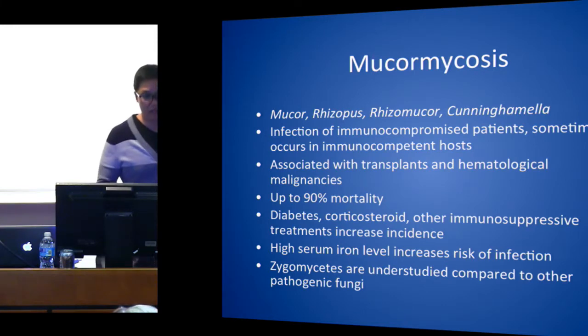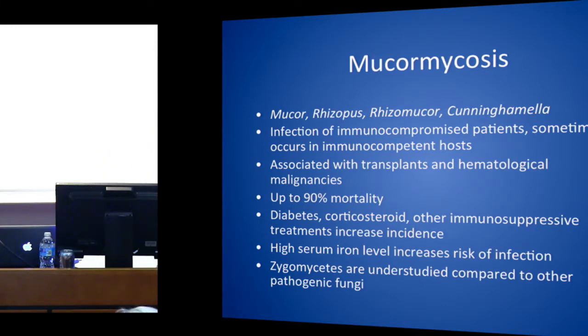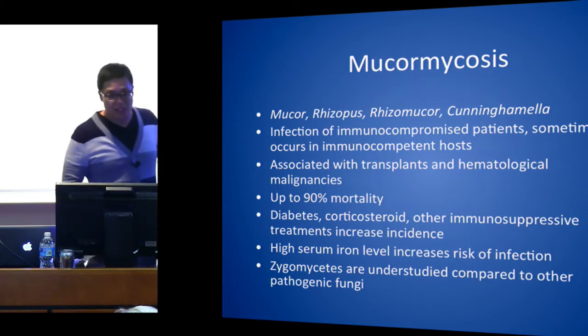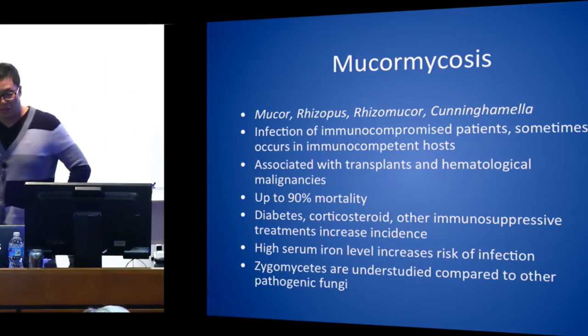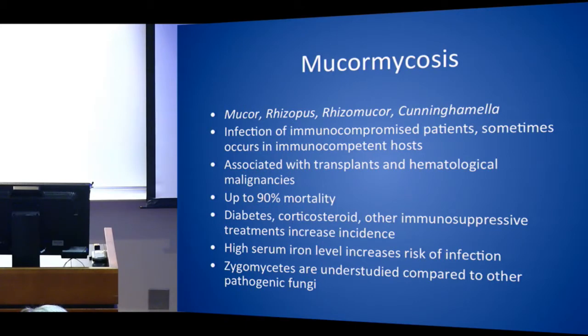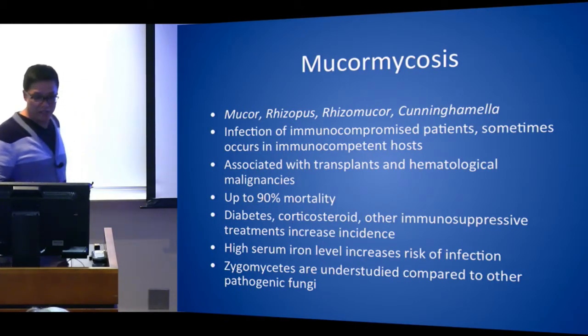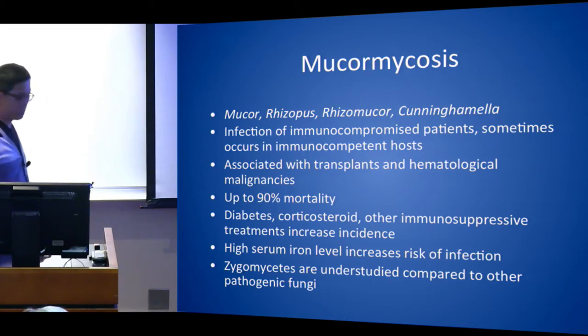Unfortunately, if you have disseminated infections, mortality is unacceptably high. As I mentioned, diabetes, steroids, and other immunosuppressive conditions increase the chance of incidence, and a high serum iron level increases the risk of the infections. However, zygomycosis or mucormycosis is increasing, but this is an incredibly understudied area.